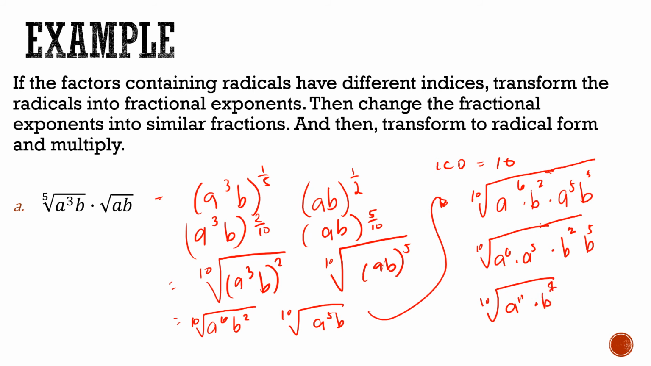Now since the exponent of a is greater than the index, we can actually divide 11 by 10, which will give us a quotient of 1 with a remainder of 1. So we can simplify a raised to 11. The 10th root of a raised to 11 is a times the 10th root of the remainder, which is 1. So we got a and then just simply copy b to the 7th power. So the final answer is a times the 10th root of a b to the 7th power.